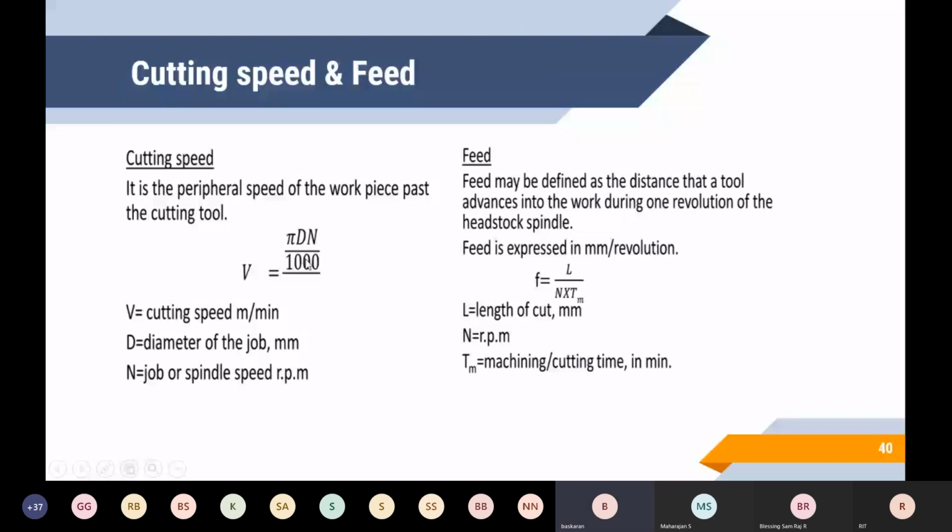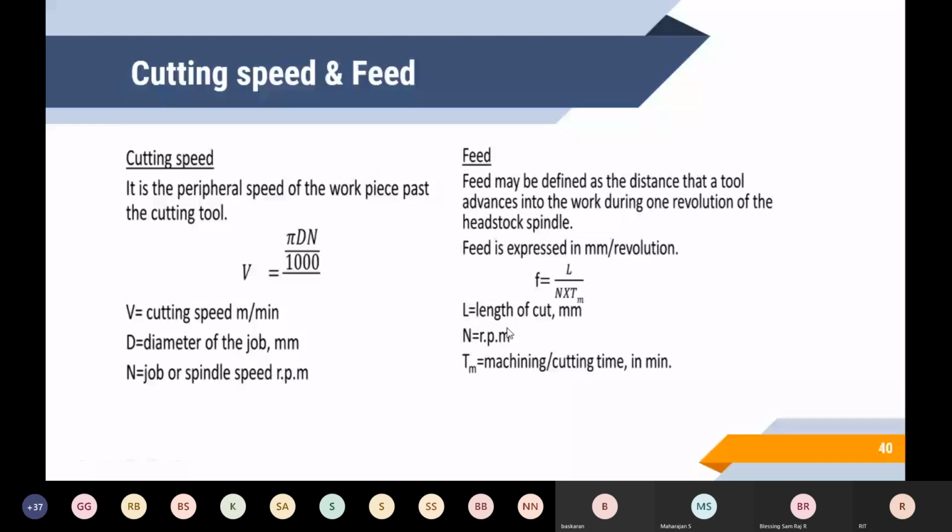So V and D is the diameter of the job, N is the job spindle speed, and then feed. Normally the feed F is equal to L divided by N into machining time T. So L is the length of cut, N is the RPM, revolutions per minute, T is the time. So machining time is per cutting time. That is a machining time calculation. So we have to replace that.